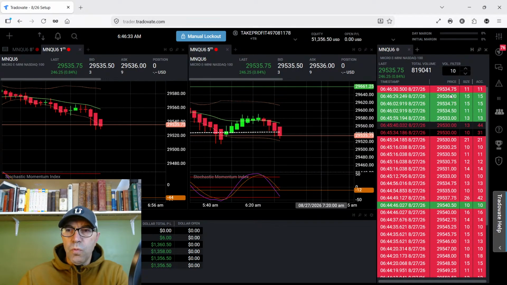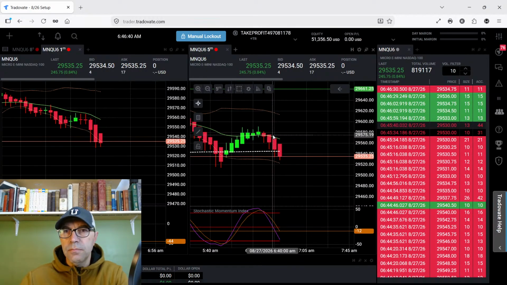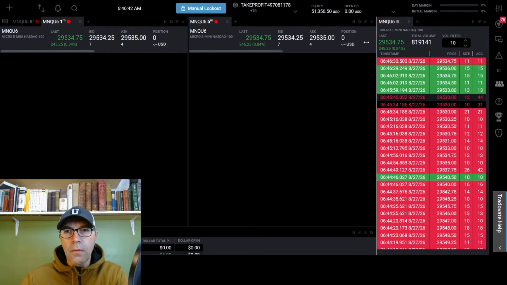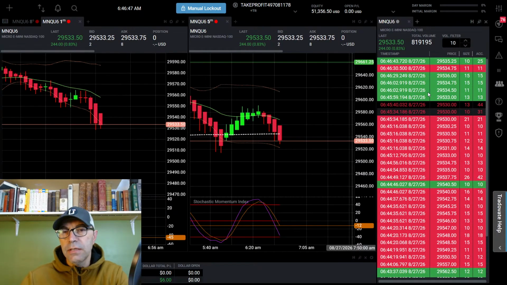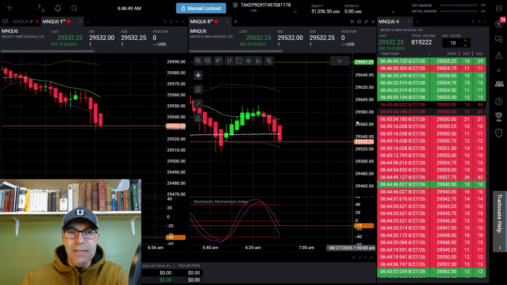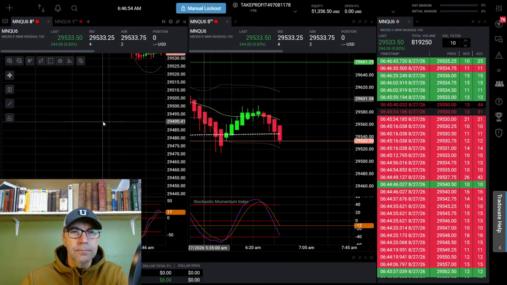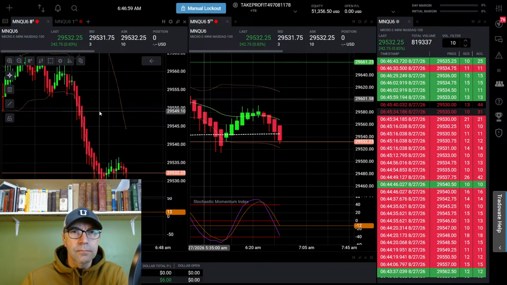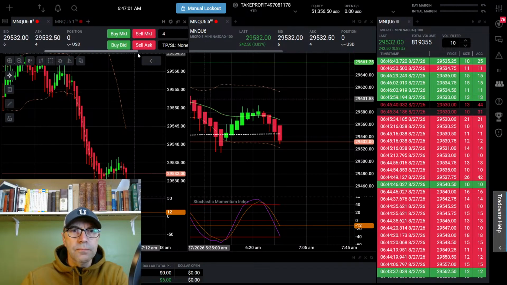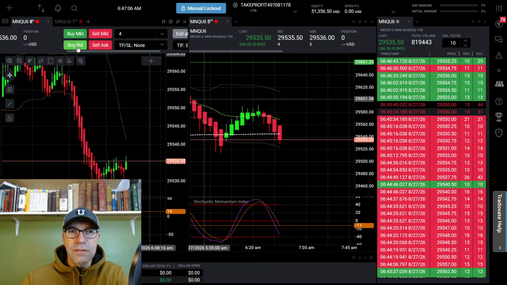So you might be asking, what is this on the side? What is this panel that I have added to my layout? This is the TNS. TNS is time and sales. So time and sales is basically what's called the tape.